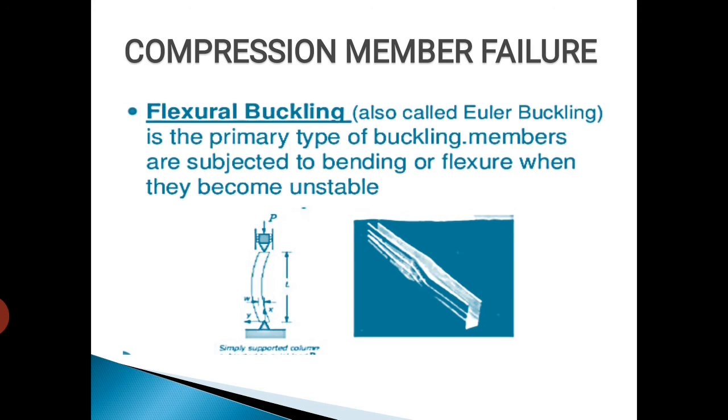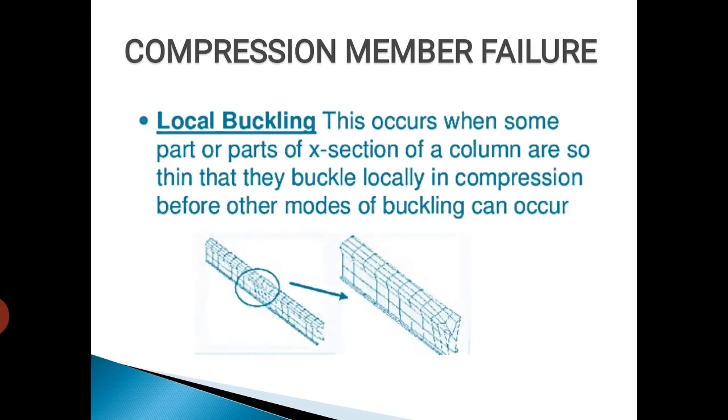Compression member failure, there are three types. First type is flexural buckling. Flexural buckling is also known as Euler's buckling. What is meant by flexural buckling? It is the primary type of buckling, where members are subjected to bending or flexure when they become unstable.